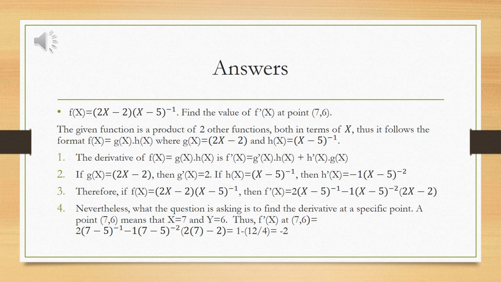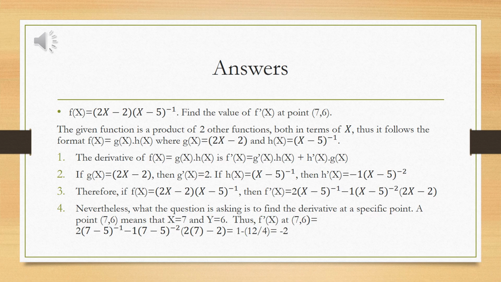F of x equals (2x minus 2) times (x minus 5) to the power minus 1. The given function is a product of two other functions, both in terms of x. Thus, it follows the general format f of x equals g of x times h of x, where g of x is 2x minus 2 and h of x is (x minus 5) to the power minus 1.